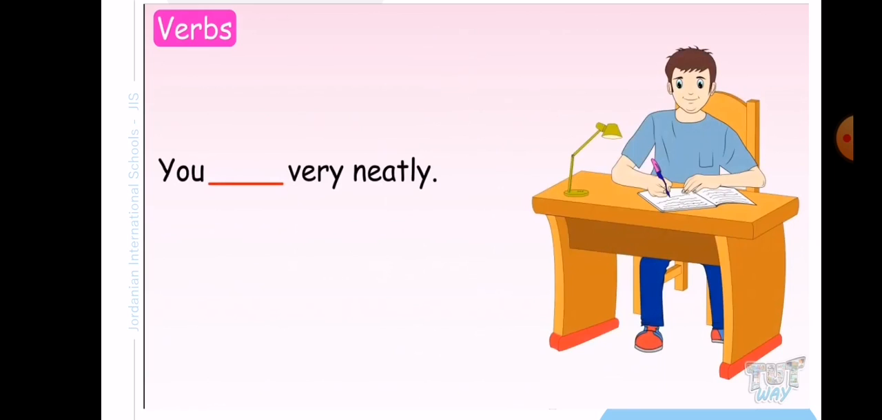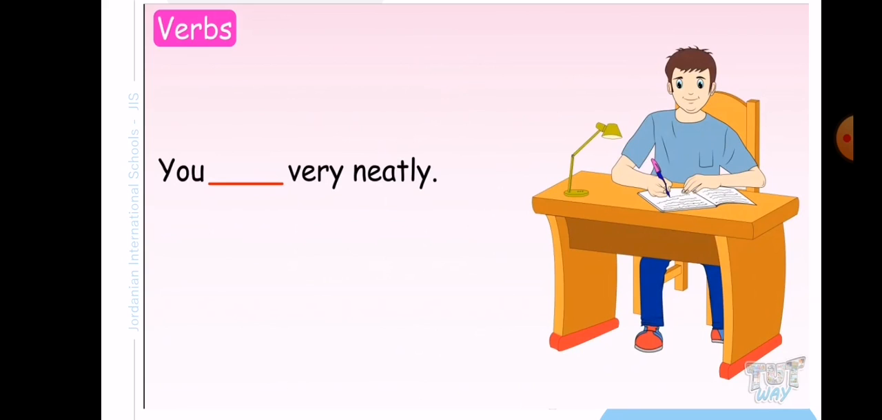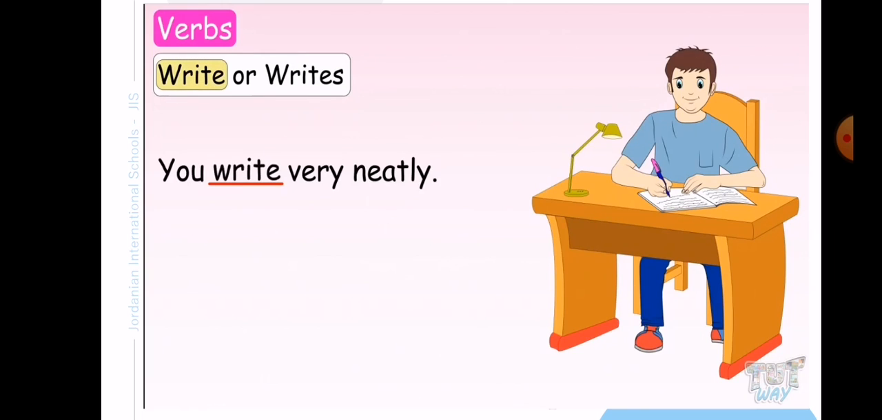You dash very neatly. What do you think, teacher? Are we going to add s to the verb or not? Let's see. We have a sentence. You dash very neatly. And we need to fill it with the right form of the verb, write or writes. Kids, we have to place a verb after the pronoun you. According to the rule, the verb after the pronoun you does not end in s or es. So we will use write in this blank.